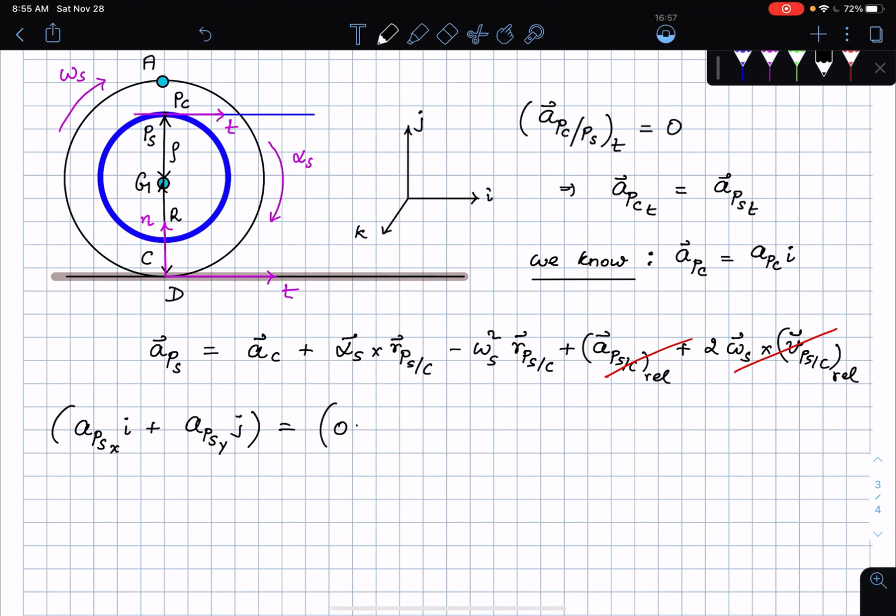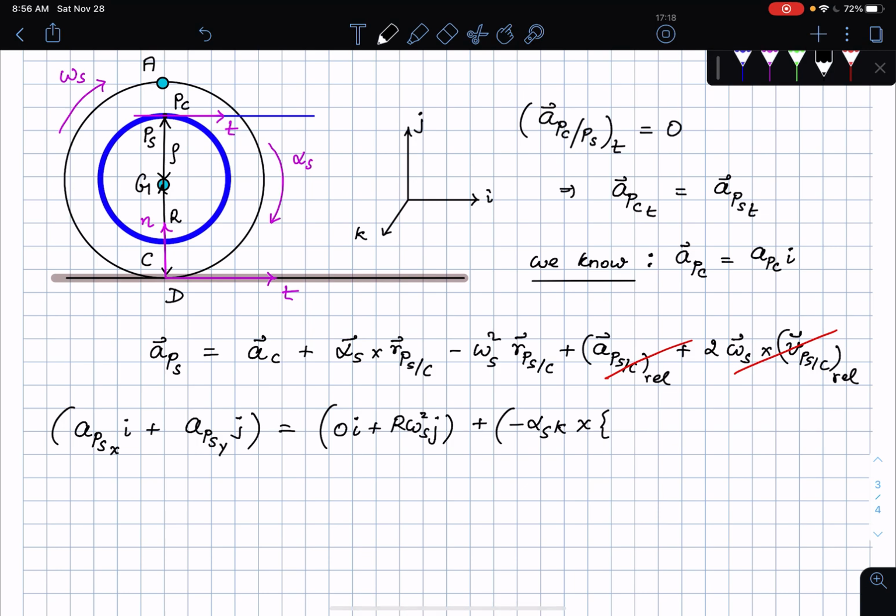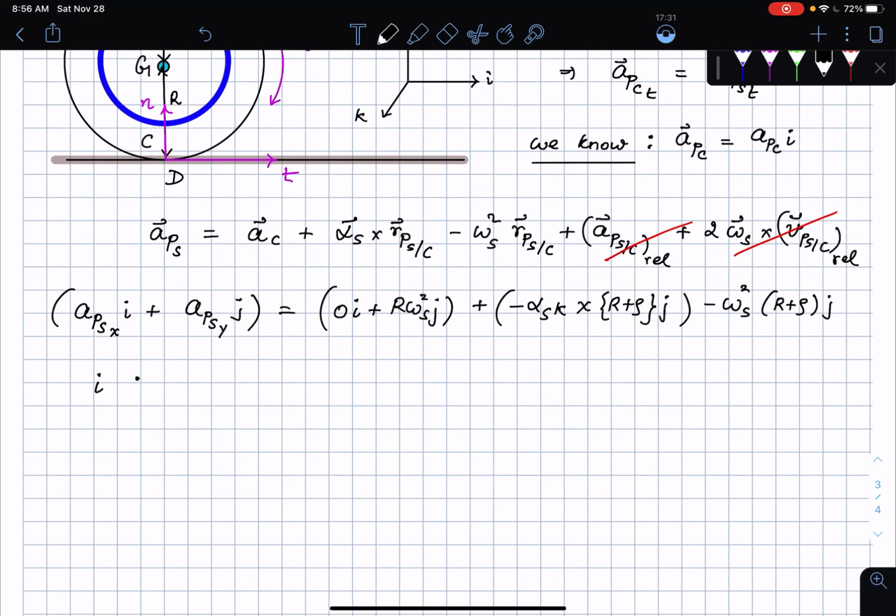This is equal to acceleration of C, which was 0 I, and then we had r omega S square in the J direction, and then I'm going to have minus alpha spool K crossed with the position vector sitting at the point C, looking at the point P, which is r plus rho times J, and then minus omega square of the spool times r plus rho in the J direction. Which means if I look at the I terms, P on the spool in the X direction, the only term in the I direction is the K cross J, which is minus I, minus and minus becomes a plus. So this is r plus rho times alpha of the spool.